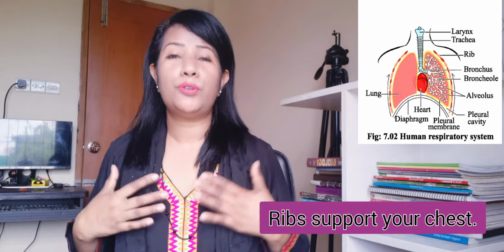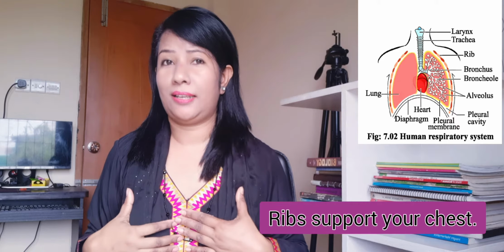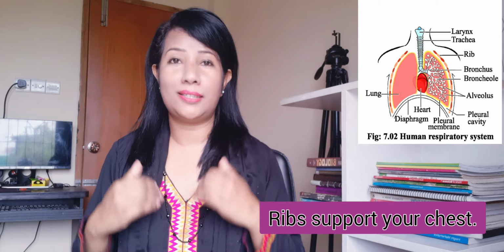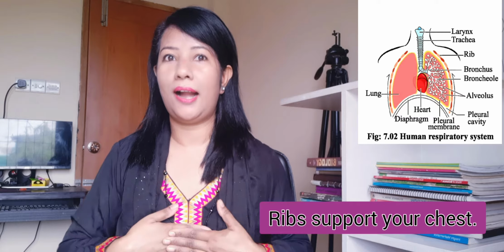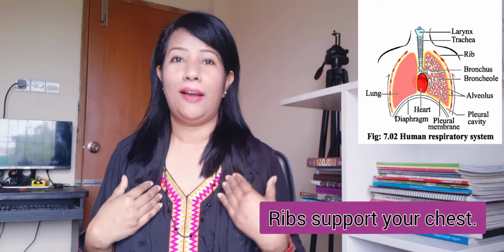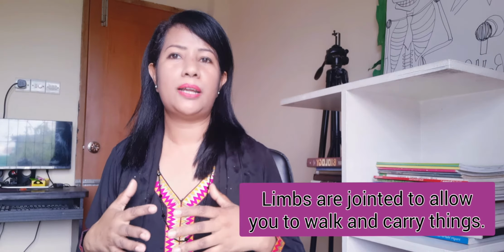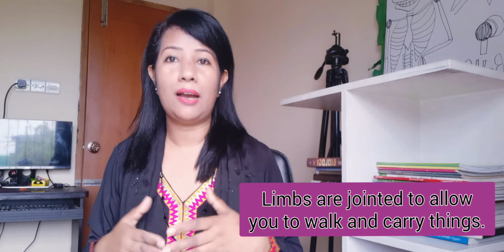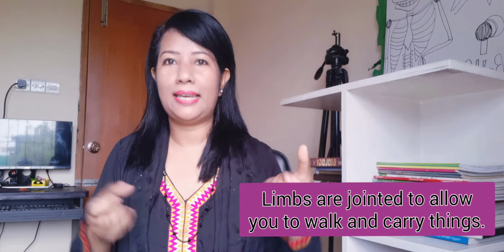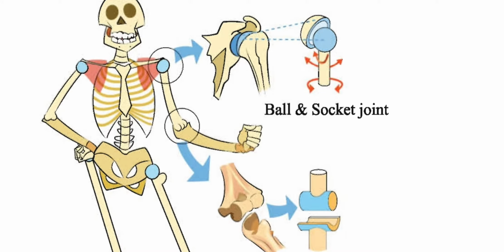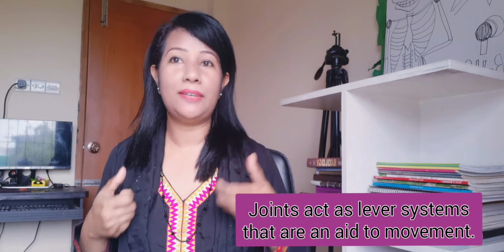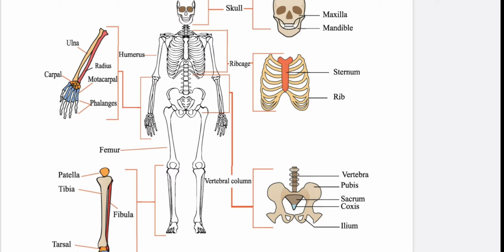Number three, that is the ribs. The ribs support your chest and protect the organs inside, that is the heart and your lungs. And number four, that is the limbs. Limbs are jointed to allow you to walk and carry things. They act as a lever system that aids movement.